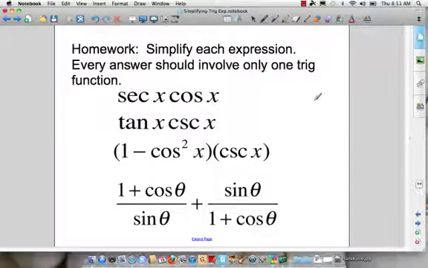For your homework, here's 4 different expressions that I want you to simplify. And each answer, when you're all done, should involve only one trig function. I know that this is challenging, so my expectation next time when you come to class, even if you haven't solved them all completely, I do expect to see that you've tried something on each one. And remember, a lot of times, all you need to do is rewrite things in terms of sines and cosines, and that might be enough. Alright, make sure you have something ready for class next time.